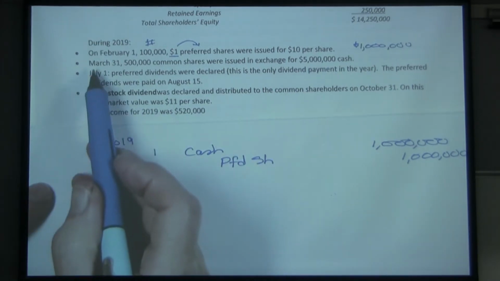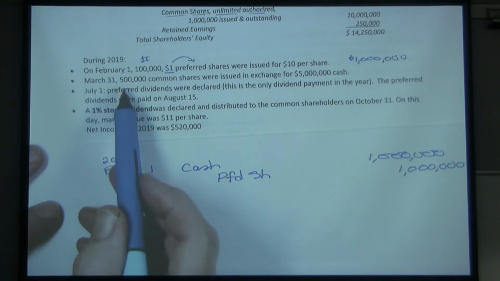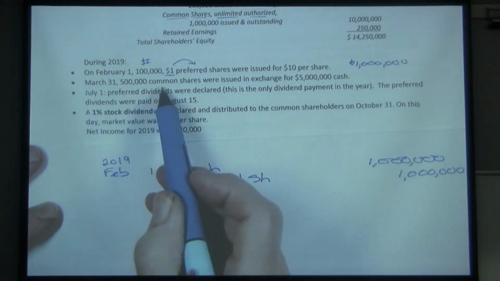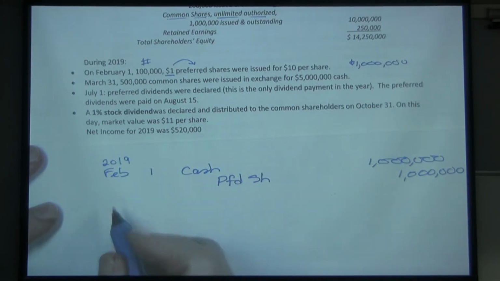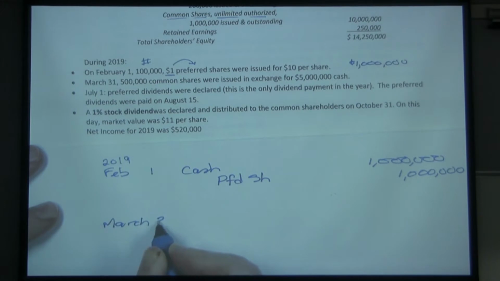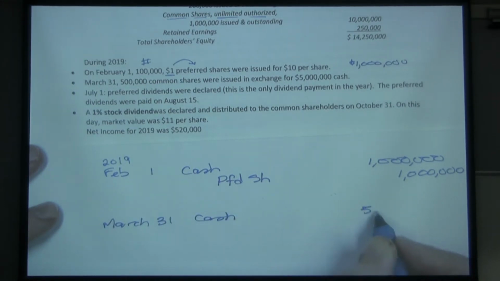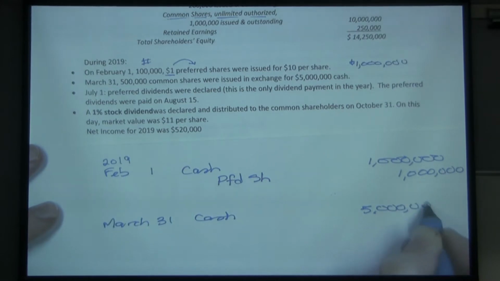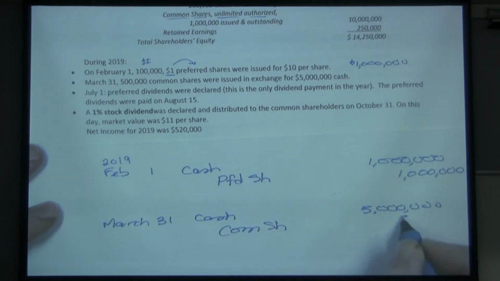For the next event in our shareholders' equity, March 31st, 500,000 common shares were issued in exchange for $5 million cash. Nothing fancy here. We'll just jot down that we received cash of 5 million, and we increase our common shares by $5 million.